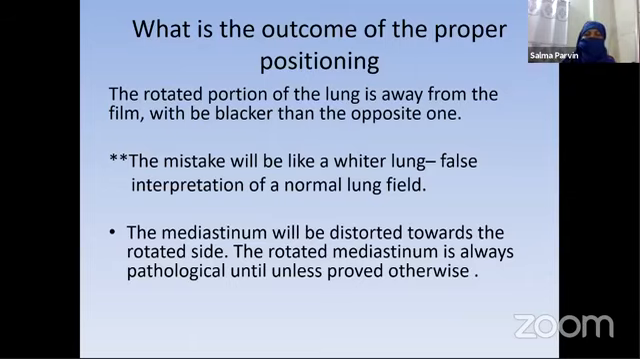How is it done? Whenever you stand for a PA film, you need to press yourself against the film-containing cassette. So if there is any disparity in any half of the body being pressed over the cassette, that is called rotation of the patient. Or we used to say that the patient is rotated to the left or to the right. What happens with this rotation, and how can we come to know that the patient has got rotation?